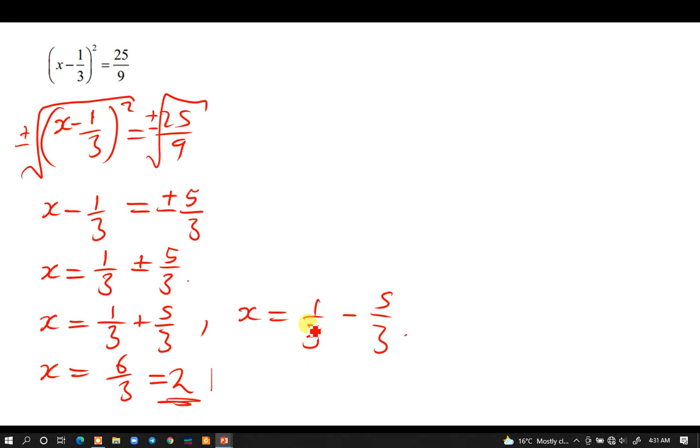Here, since the denominator is the same, we subtract the numerators. 1 minus 5 will give us negative 4 over 3. So the value of x is either 2 or negative 4 over 3. These are the two values of x that are needed. Alright, let's quickly move on to the next one.